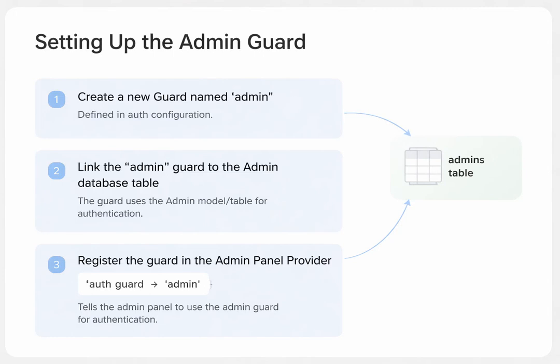To create an admin, the instructor first had to set up what's called a guard. In Laravel, a guard defines how users, or in this case admins, are authenticated. So a new guard named admin was created. This guard was then linked directly to the admin's database table, meaning when someone tries to authenticate as an admin, the system checks against that specific table. Then, in the admin panel provider, the auth guard was set to use this new admin guard. This wires everything together, so the admin panel knows exactly which table and which authentication logic to use.